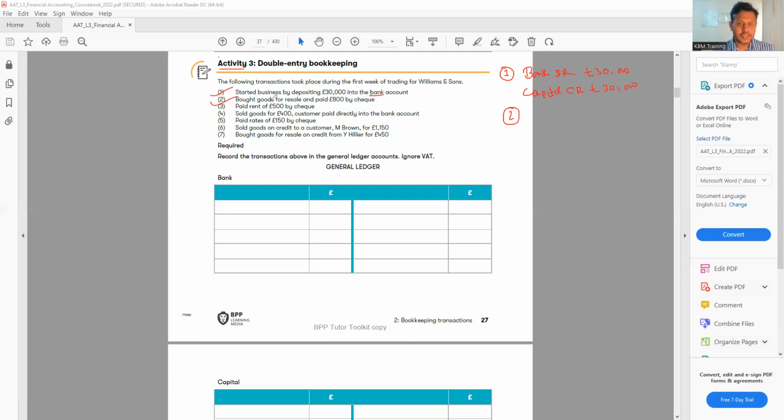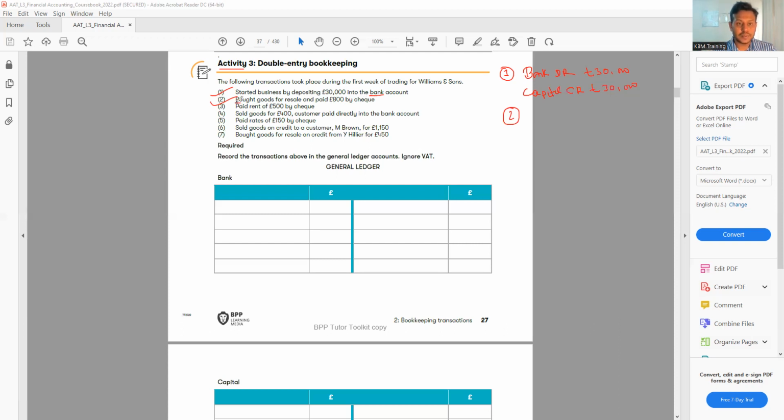brought goods for resale and paid 800 by check. Remember that check is always linked with the bank. If anything happens with the check, that means the money will go down from the bank. If I pay anyone through check, money will be reduced from the bank account. So goods for resale and paid 800 by check.